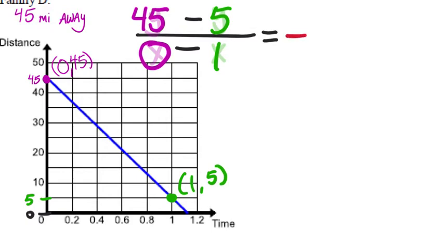So I can just put this into the calculator, and when I do, I'm going to get a negative. Again, that negative just tells us that they're traveling towards Disneyland. They're getting closer to Disneyland, okay? And I get 40 out of this. So this family D, they're going at 40 miles per hour.